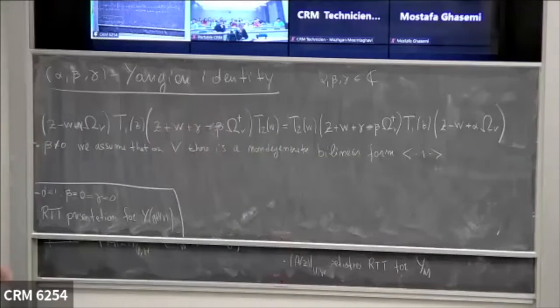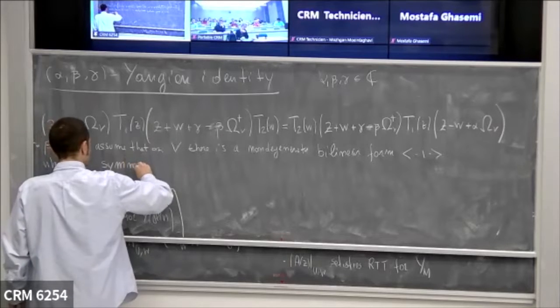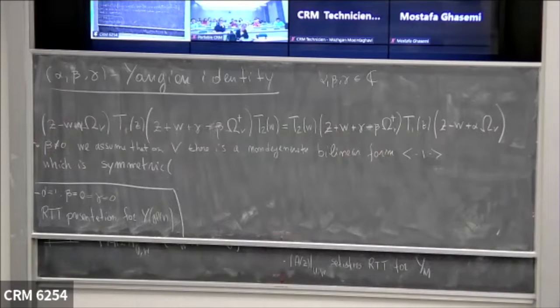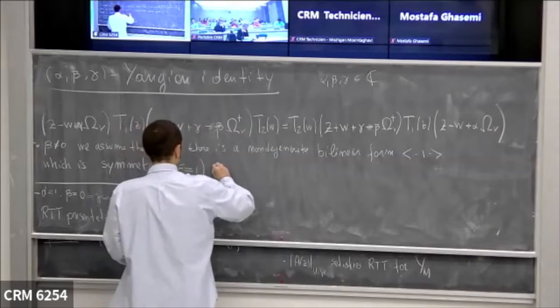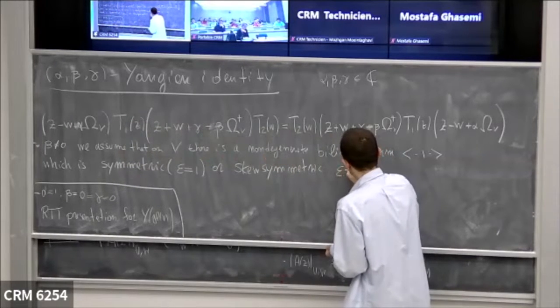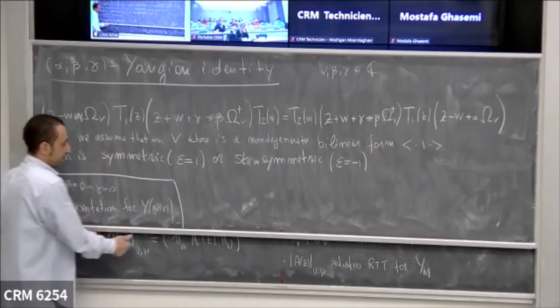And as you can imagine, it will be symmetric or skew-symmetric, since we want to deal with symmetric or symplectic algebras. So in this case, let's choose a number, epsilon, that we fix to be equal to 1 for symmetric, or for skew-symmetric, we fix this number epsilon to be minus 1. So what happens when beta is different from 0?